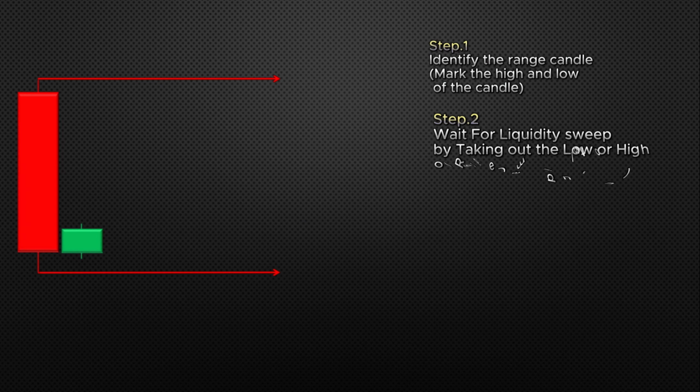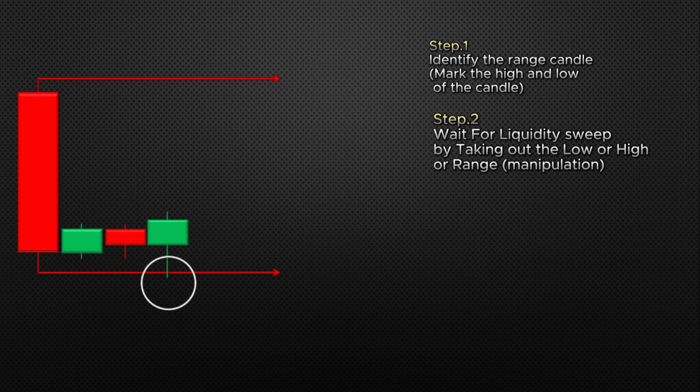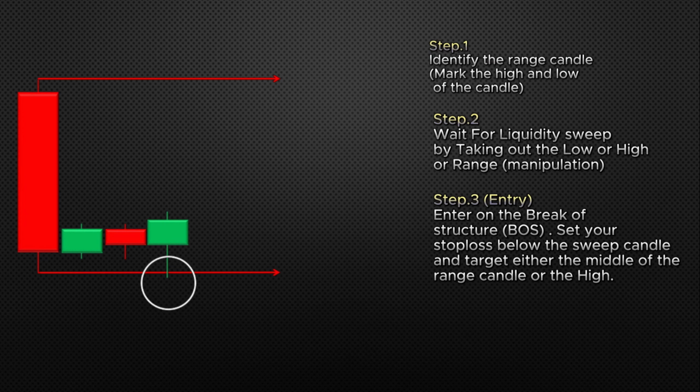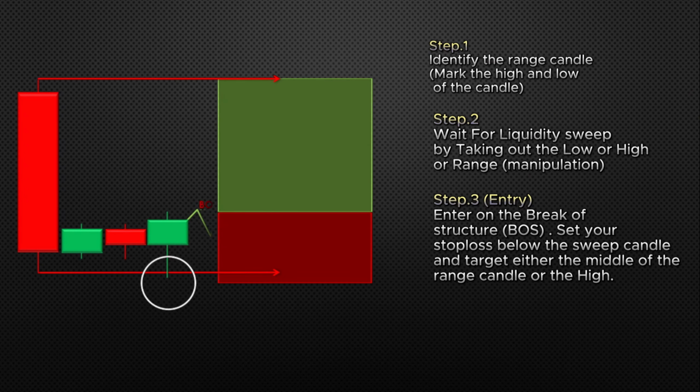Wait for liquidity sweep. Look for a candle that sweeps liquidity by taking out the low or high of the range candle. This is the manipulation phase. Enter on the breakout. Once the market has swept liquidity, wait for a candle to break out of the range in the direction you're anticipating. This is your entry point. Your stop loss should be placed just below the low for bullish setups or above the high for bearish setups of the liquidity sweep candle.